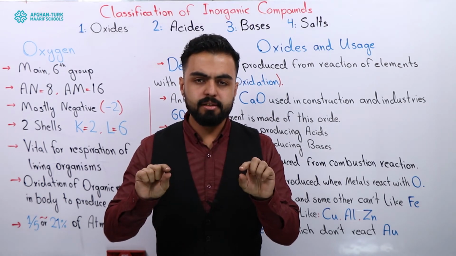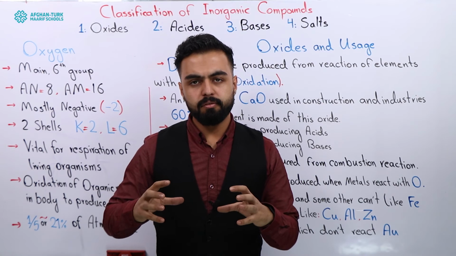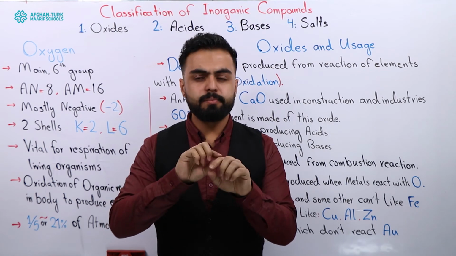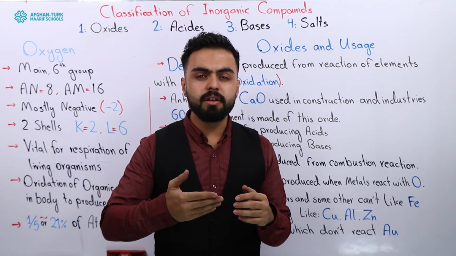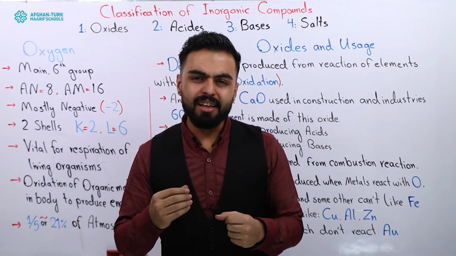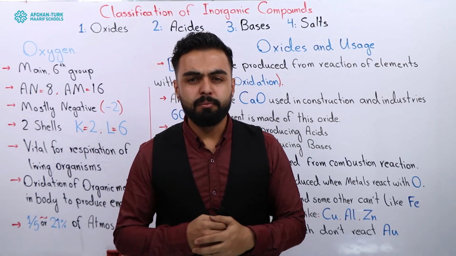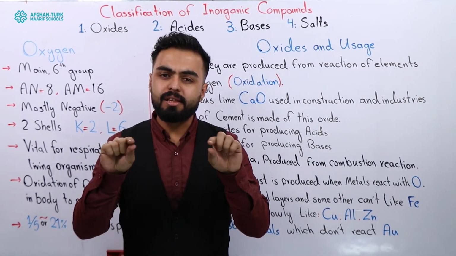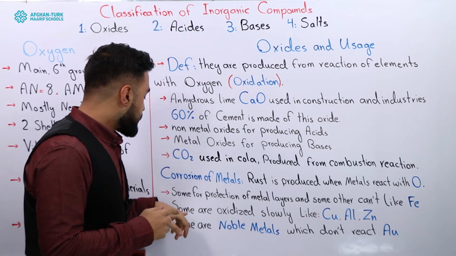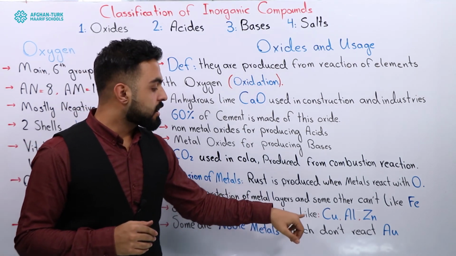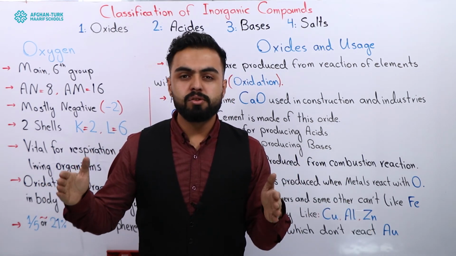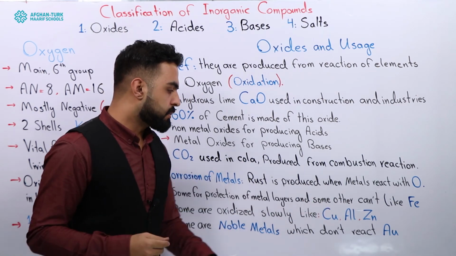So this layer sometimes covers the other parts of the metal, and these layers are used to protect the other part of the metals from being destroyed. Sometimes they cannot do this, because when they produce a layer, it falls apart and the next layer is also destroyed. Some are oxidized slowly, like copper, aluminum, and zinc. They need a long time to be oxidized.